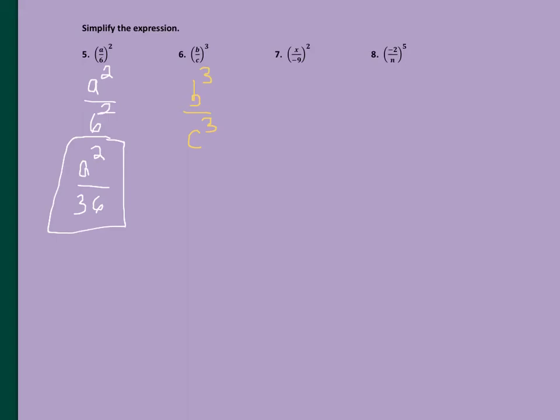Now, be careful, guys. Think about those negatives again. Press pause, try to finish this up. Alright? So it starts x squared over negative 9 squared. Well, x squared is x squared. Negative 9 squared, positive 81.